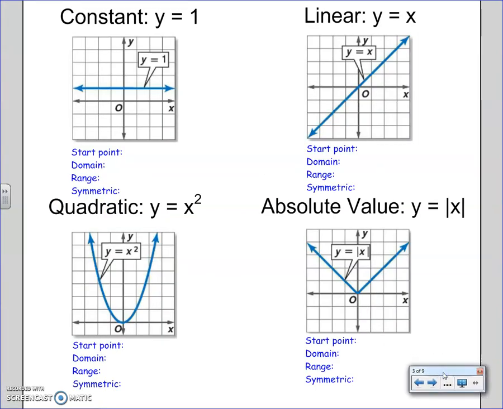Alright, here's what they look like. For each parent function, you need to memorize their shape and their starting point. And for starting point, I'll just say it's this point right here. So here's y equals 1. It's a sideways line. It's flat. The starting point I'll say is 0, 1.